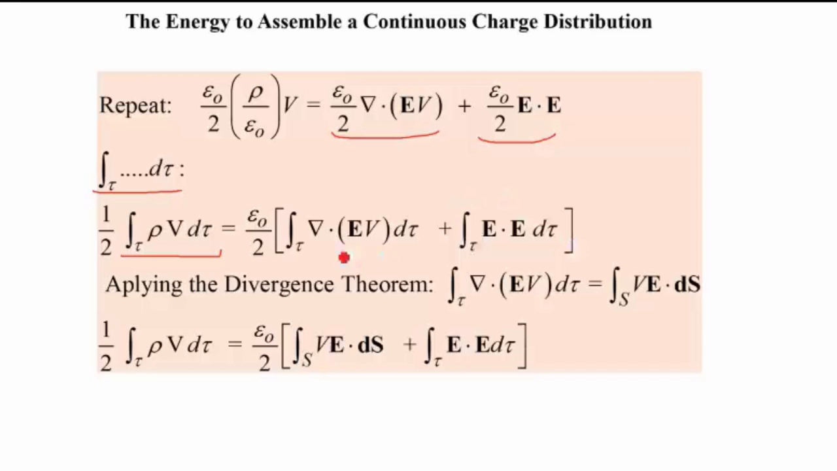Let's take a look at this term here. It's a divergence of some function here, a vector. So we can convert that to a surface integral using the divergence theorem. I've done that right here. So you take the vector itself and you dot it into a surface element and integrate over the surface. What surface? Well, it's the surface that encloses the volume tau. Rewriting then, we'll have our left-hand side being this quantity here, and then we have epsilon 0 over 2 times these two integrals right here.